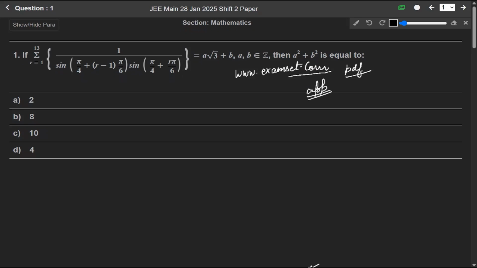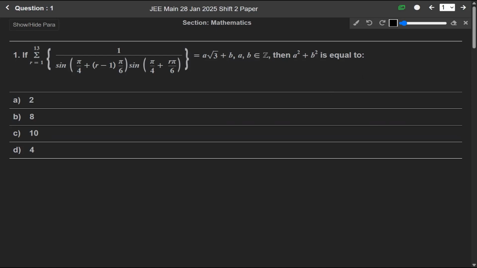So today, students, we will be solving the JEE Main 2025, 28th January, Shift 2 paper. In this particular paper, I'll be solving the mathematics part. Starting with the very first question of the mathematics section, that is question number 1.